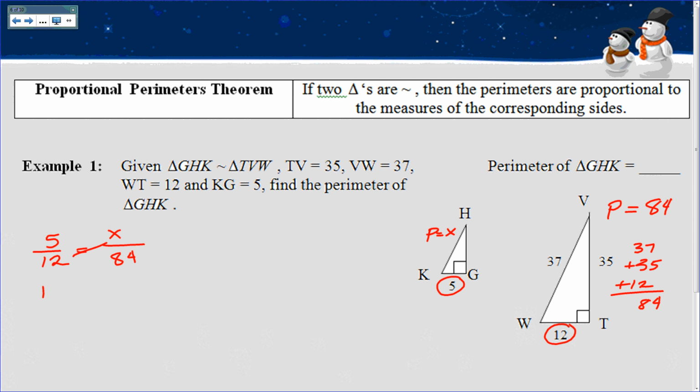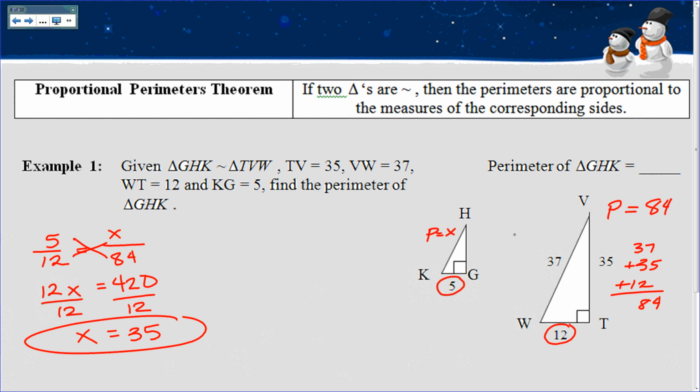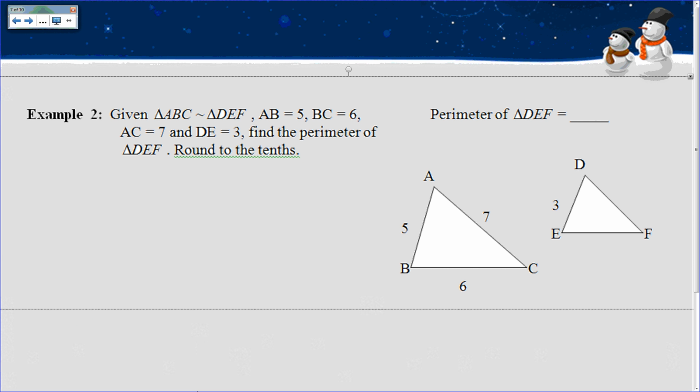Cross multiply. And go this way. 420. Divide both sides by 12. And you find out that x is 35. Well, since my x is my perimeter, then the perimeter is 35. So let's try it again.